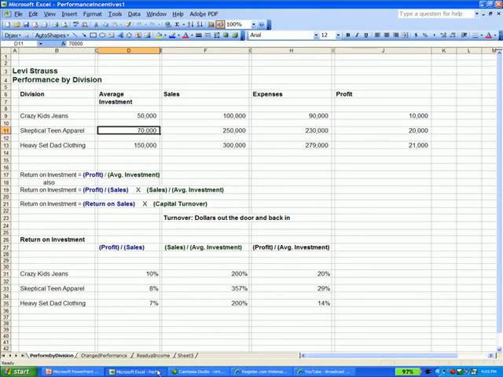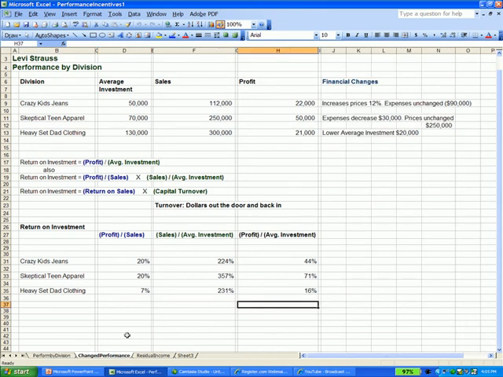So what you'll see in the second tab here under Changed Performance is that with Crazy Kids Jeans, we increased prices 12%. Expenses stayed the same, so our profit went up to $22,000 in comparison with what was on the prior page. Increase prices, sell the same amount. Skeptical Teen: we reduce expenses $30,000, our price remains the same, our sales dollars remain the same, and our profit increases that way. Heavyset Dad: we lower the average investment $20,000. It was $150,000, now it's $130,000.